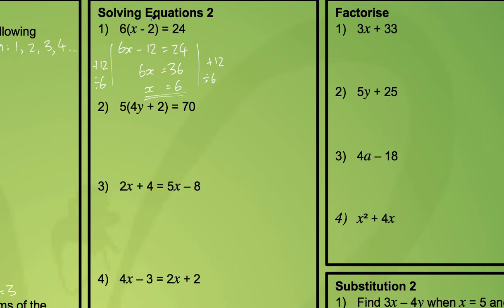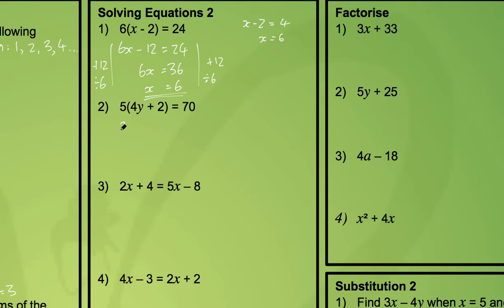Another method to do that would have been to start by dividing by 6, seeing as we can. If I divided both sides by 6, that would just leave me with x minus 2 equals 4. Add 2 to both sides gives you x equals 6 again. So we could use that method instead. I'm going to follow through with expanding the brackets because most people tend to do that.